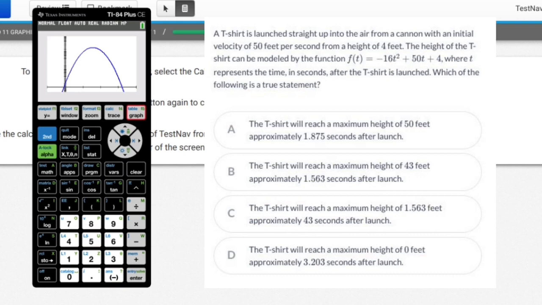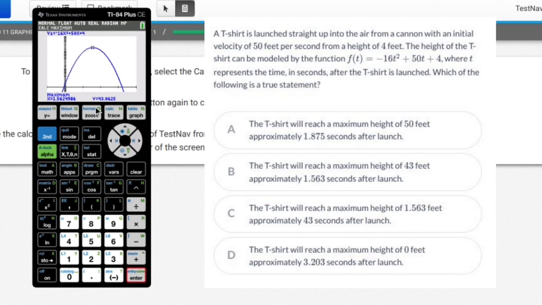There you have it. Now, A says the t-shirt will reach a maximum height of 50 feet at 1.875 seconds. So I need to make sure that whatever this is, it happens at exactly 1.875. This is my maximum. So I'm going to hit second, trace. I care about my maximum, so I'm going to go to 4 and hit enter, and I need to calculate my maximum. So my maximum's right around here. I'm going to go to the left of it, hit enter for my left bound. I'm going to go to the right of it, moving, and now I'm going back down. So my maximum's going to be in between those 2 lines right there.